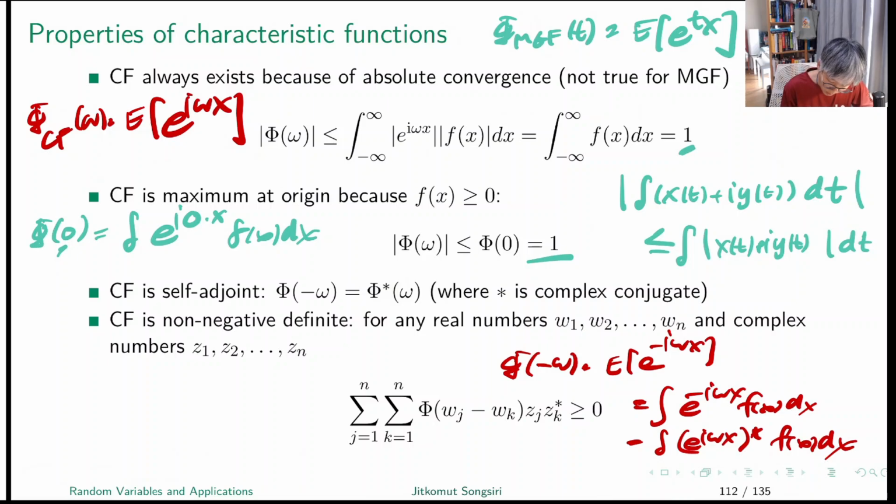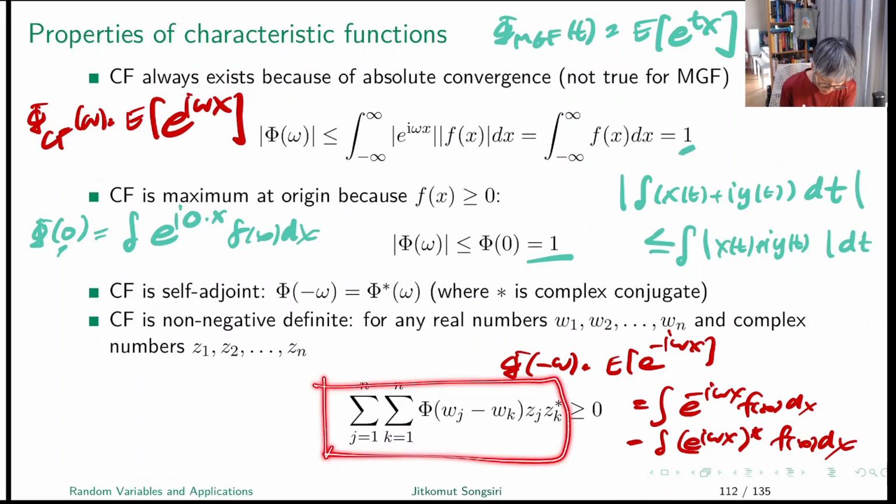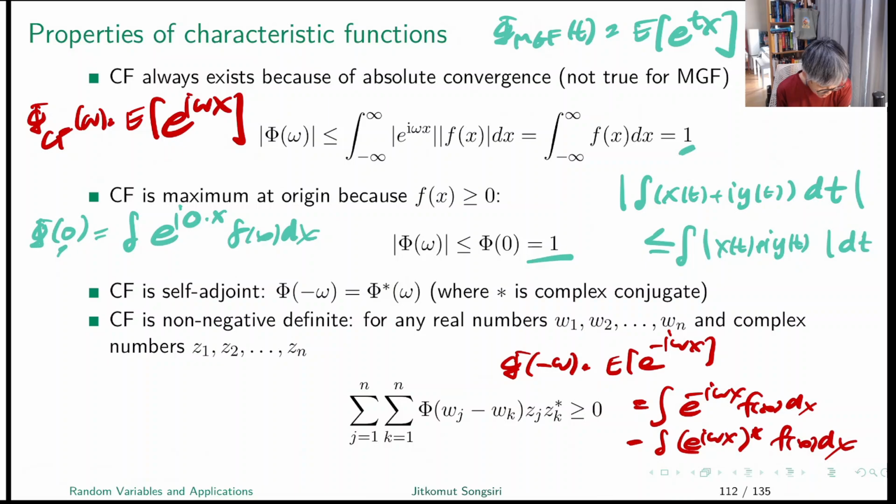The last one is a nice property of the characteristic function. If you have the double sum, this term looks like you're taking the characteristic function and evaluating it at some difference between omega j and omega k. Sometimes I use w, sometimes I use omega, sorry.